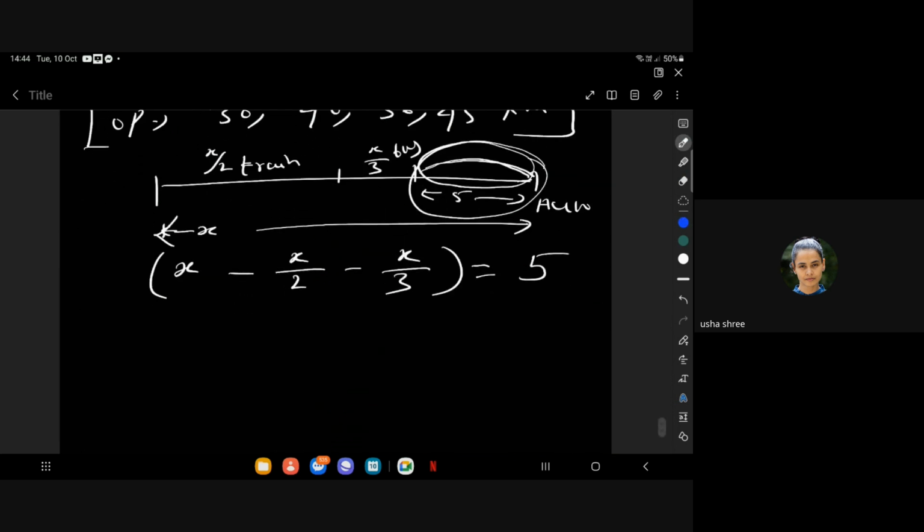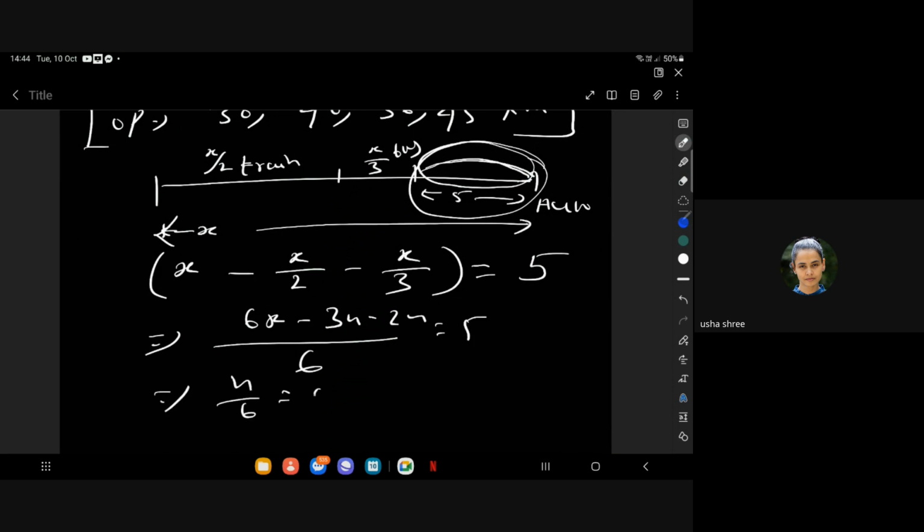Now you can calculate and solve the problem easily. 6x minus 3x minus 2x equal to 5, or x by 6 is equal to 5. So x equals 5 into 6.